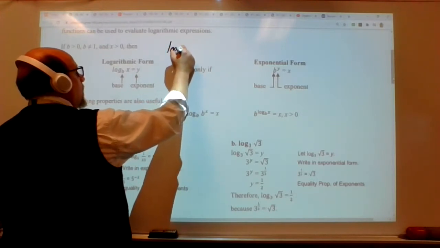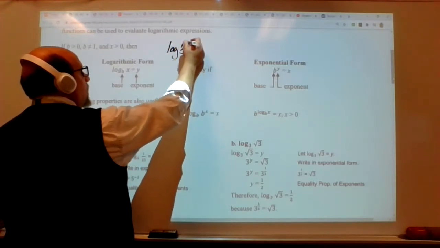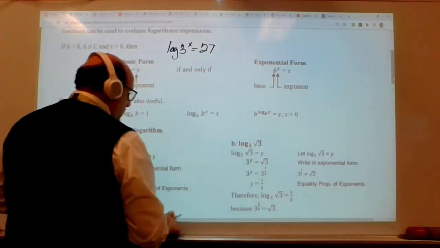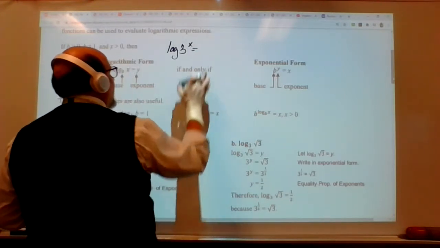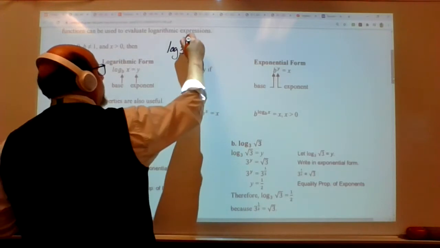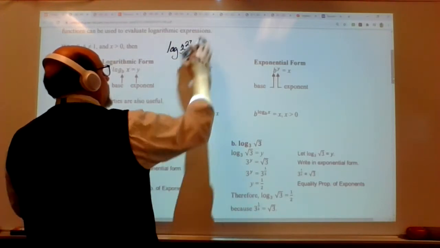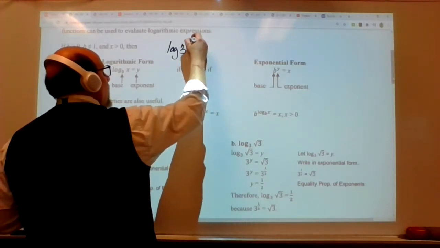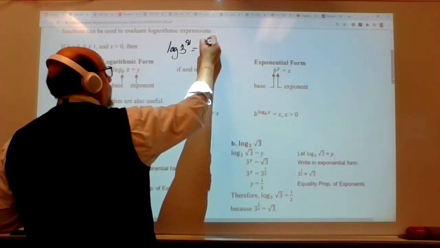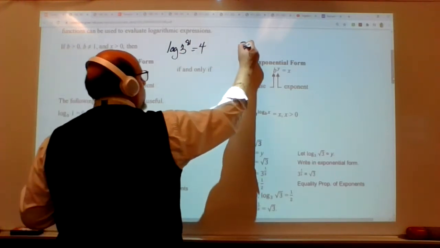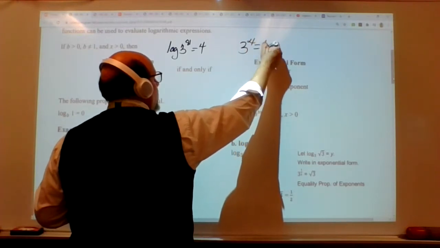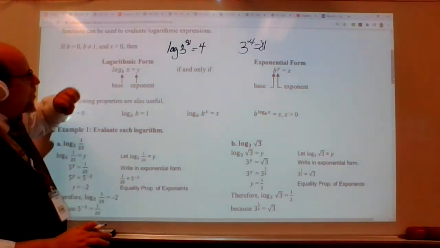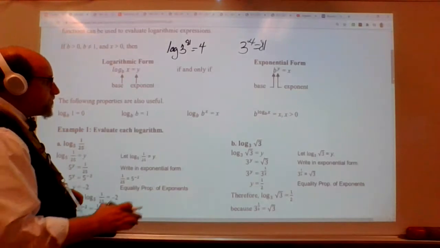Log 3 to the x is 27. Sorry. Log 3 of 27. Oh, we don't like 27 because it gives you the same number. Log 3 of 81 gives me 4, right? And what that means is 3 to the 4 is 81. So that's basically what it is from log form to exponential form.